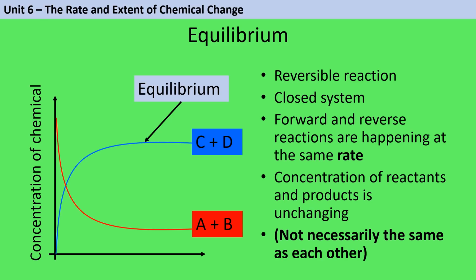So if I was going to look at a graph of a reversible reaction reaching equilibrium, I could identify equilibrium as the point where the graph completely flattens out.